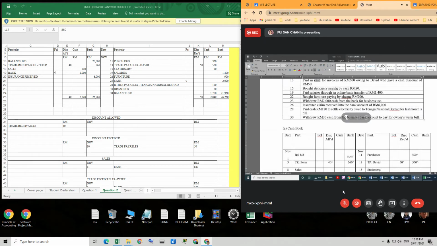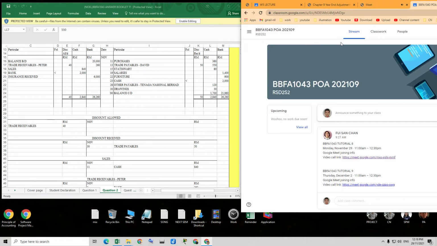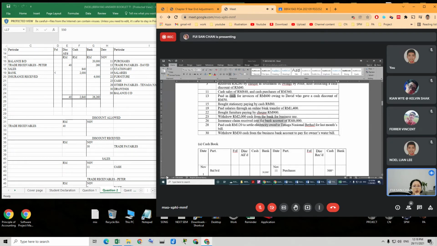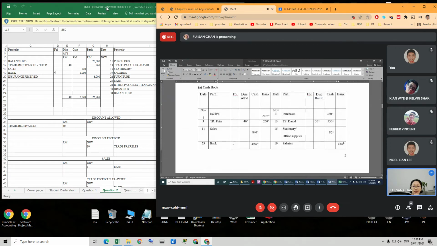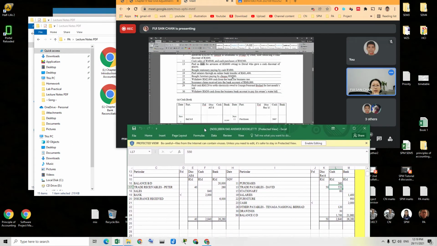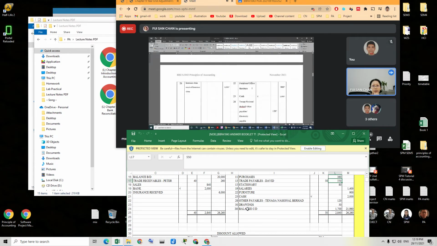Next, bought stationery, paying by cash. This one very easy: debit stationery, credit cash. Paid salaries through an online bank transfer, 1,400. So it's an online bank transfer, meaning by bank. So debit salary, credit bank. And then bought furniture paying by cheque, 900. Debit furniture, credit bank.